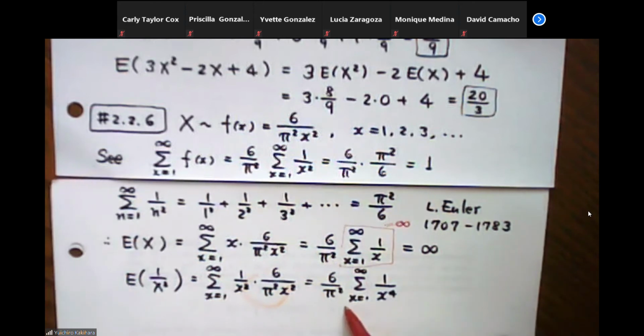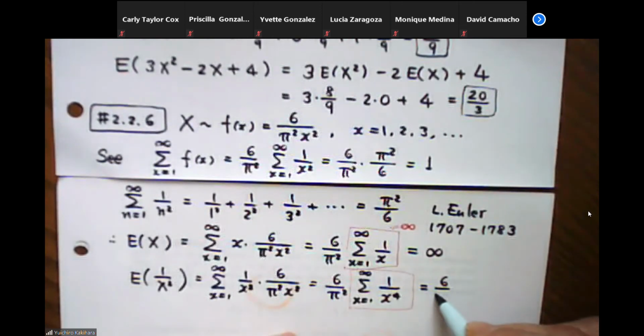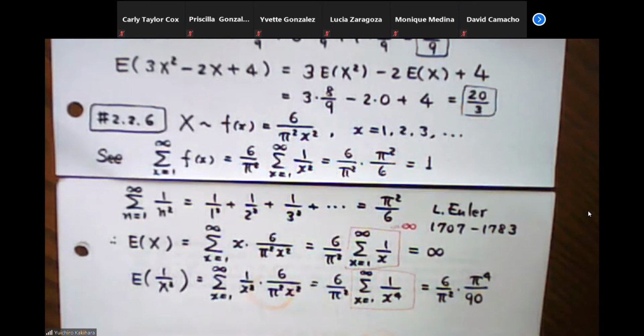Okay, do you know this sum? This is again a famous sum. This is not pi squared, this is pi to the fourth over 90. This is a well-known sum. Again, this is done by Euler. Euler figured out this guy. And so this is equal to, you can simplify pi squared on top, and then 15, so pi squared over 15. This is our expected value.